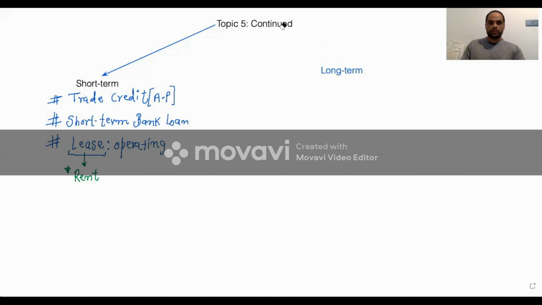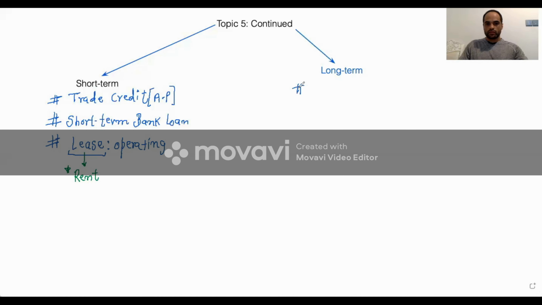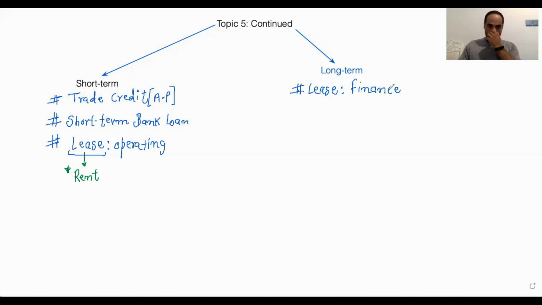So that's your long-term. So long-term, we have also lease, and this lease is a finance lease or capital lease. Finance or capital.